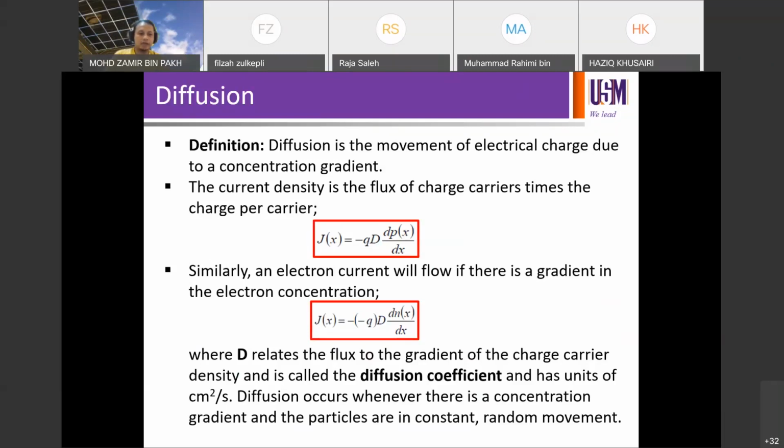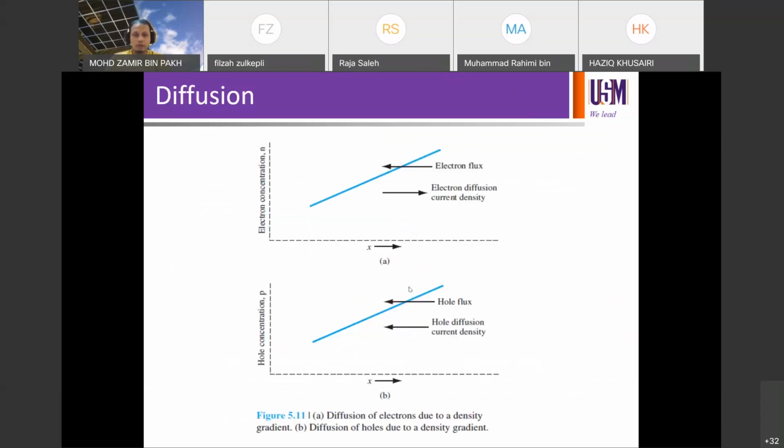Diffusion occurs whenever you have a gradient. When you see two concentration regions, high concentration and low concentration, you're going to see movement of carriers, electrons and holes. In this case, you can see two graphs. The first one is electron concentration on the y-axis against distance on the x-axis, and the second graph is hole concentration against distance as well. If electron flux is moving to the left, the electron diffusion current density will be moving to the right. So it's going to be opposite, just like what we saw in the drift current.